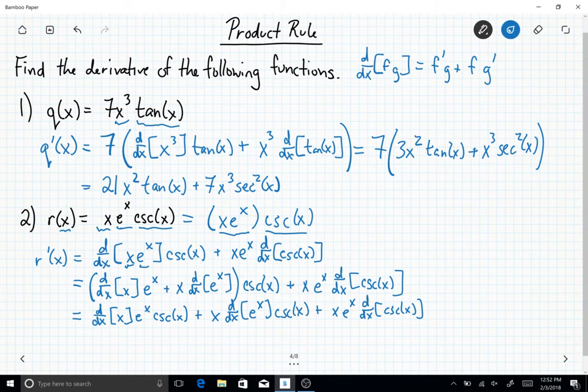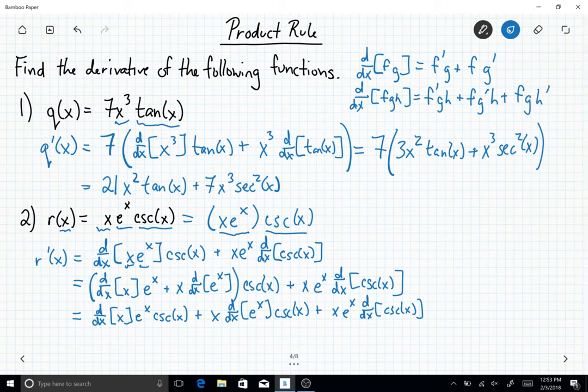So at the end of the day, here's what happens. I'll write it up at the top. If you have the derivative of 3 functions, f, g, and h, that equals f prime times g times h plus f times g prime times h plus f times g times h prime. So notice it's just the product rule extended a little bit further. You're just moving the derivative along the way. That's all there is to it. It works every time. You can extend this product rule to 4 functions, 5 functions, 6 functions. You name the number, it'll always work for you.